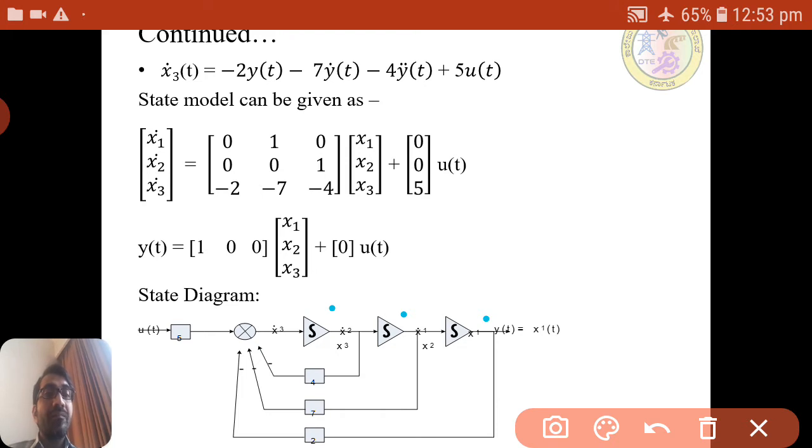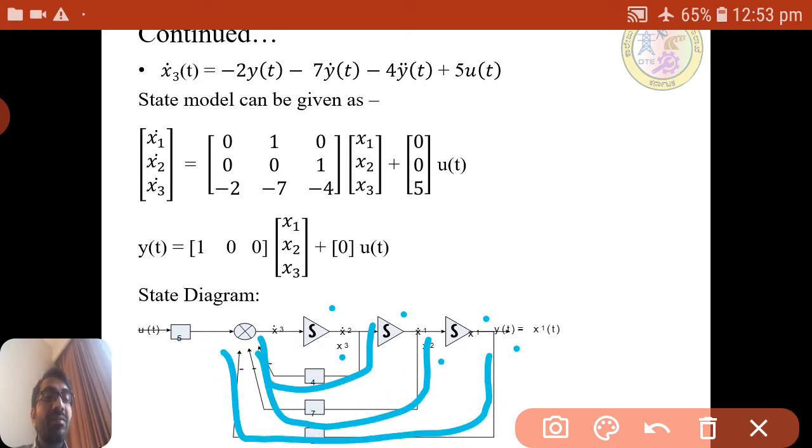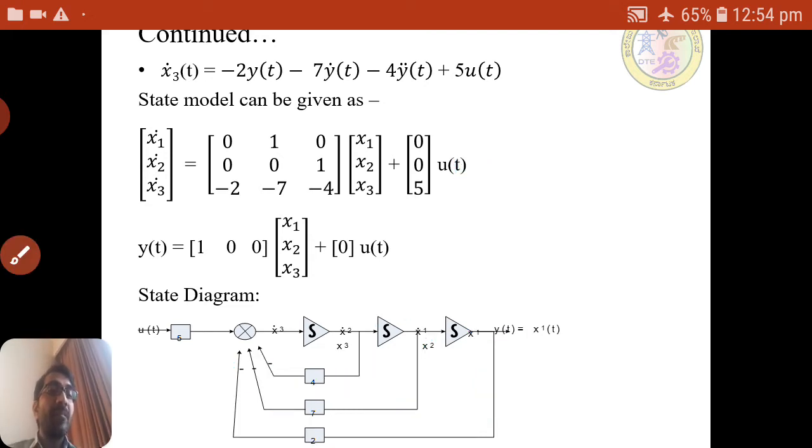Okay, so the first means here it is x3, x2 and x1. Now the x3 is the minus 4, x2 is minus 7 and x1 is minus 2, so this will be connected back as a feedback system, and the input is phi here. As we know, input is phi, so for the output equation only 1 is there, so directly we can connect here. Okay, so this is a state diagram for the particular phase variable equation.